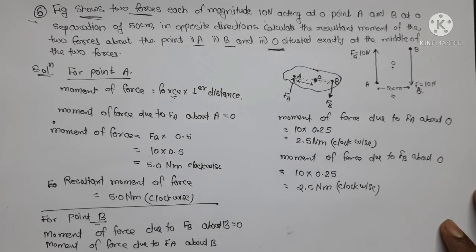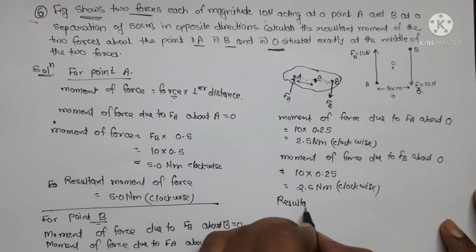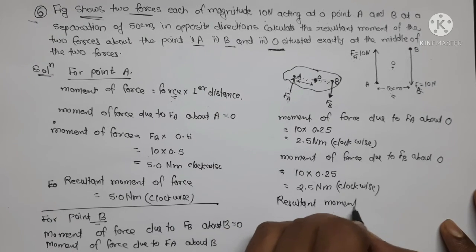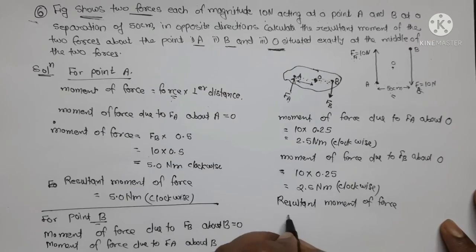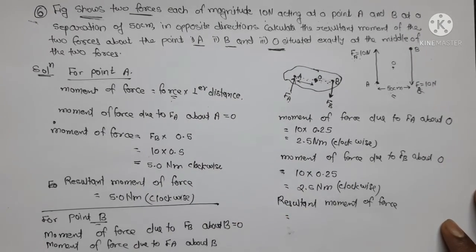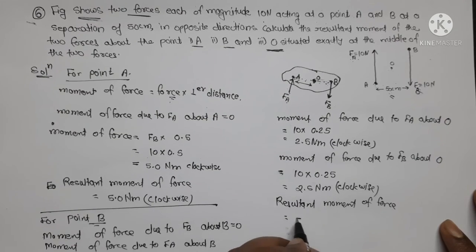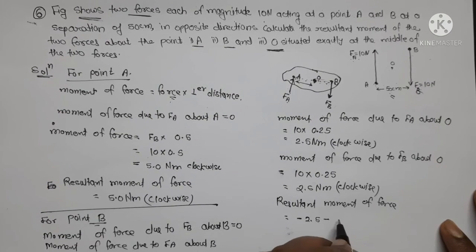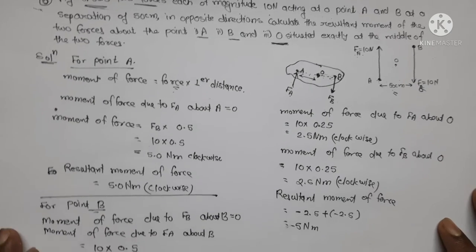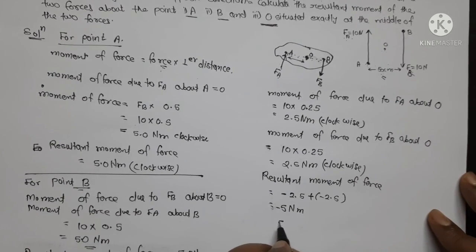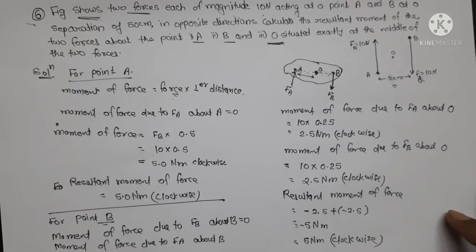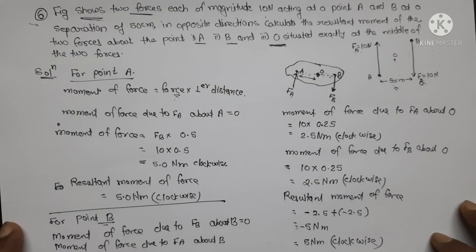So what will be the resultant in this case? Resultant moment of force will be simply the addition of these two. See, both are in clockwise direction. So we can write it as minus 2.5 plus minus 2.5. That will be simply minus 5 Newton meter. So we can write it as 5 Newton meter clockwise, because the minus sign shows that the rotation of that object is in clockwise direction. So we finished question number 6.